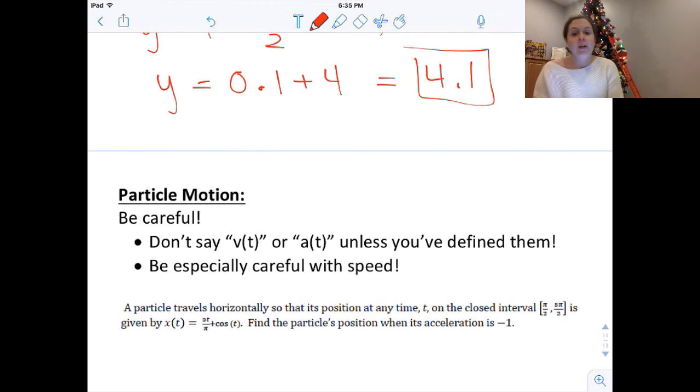Two things that I want you guys to be careful with, and this is really it, and then we're going to move on, is first of all, be careful with speed, right? So speed, look at the sign of velocity, look at the sign of acceleration. If they match, it's speeding up. If they don't match, it's slowing down, okay?